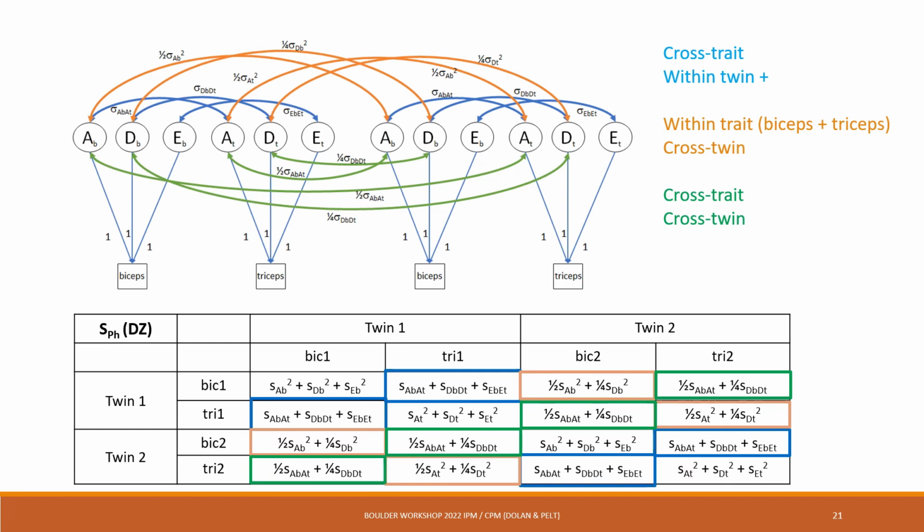So, for instance, you can answer this question by reading off the correct cell in the matrix at the bottom. What, according to this model, is the covariance between triceps in twin 2 and biceps in twin 1? That's the element in the fourth row, the first column.